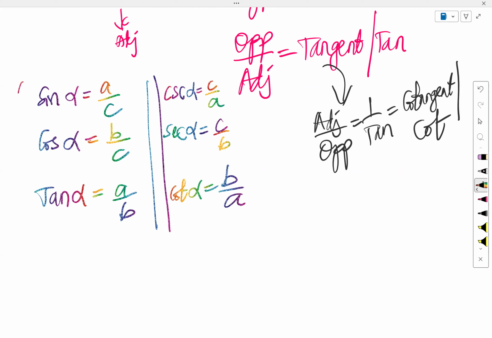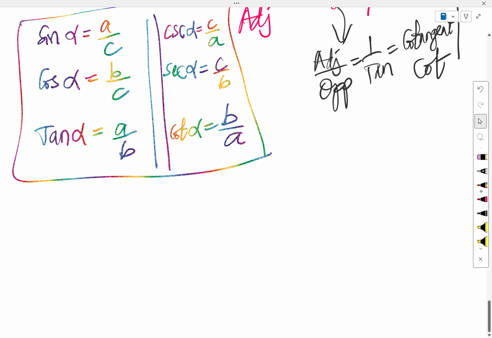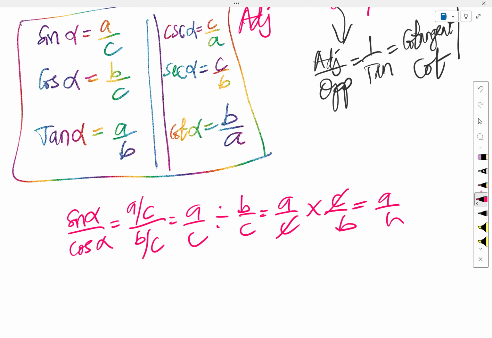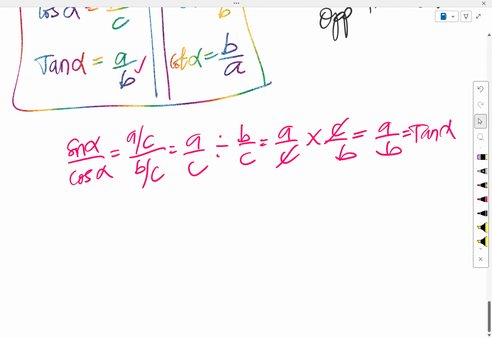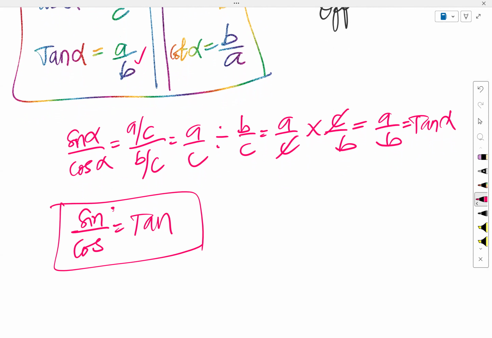Now, there's something very interesting about all these relationships. Look at sine alpha over cos alpha. Sine alpha we know is A over C, and cos alpha we know is B over C. That means we have A over C divided by B over C, which is A over C times C over B. So C cancels C, and we have A over B, which is tan alpha. So we are already establishing that sine over cos is equal to tan. That's extremely important to know.